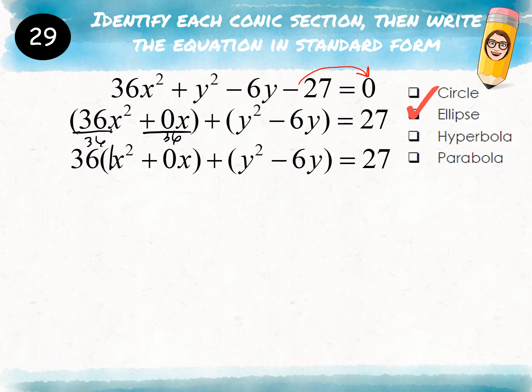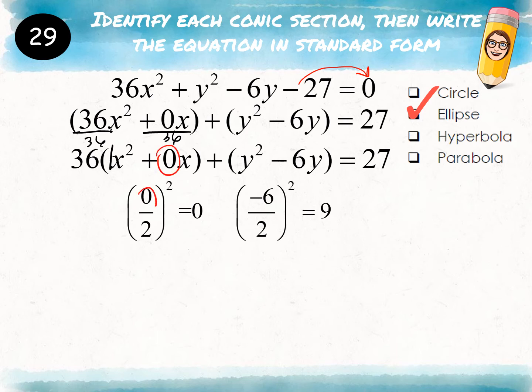Step 3. Take the number in front of the x, divide it by 2, and square it. Take the number in front of y, divide it by 2, and square it. Now, do you have to show this work? I don't think so. I think you can calculate that in your head and maybe just jot down the 0 and the 9. Step 4. Add these numbers to both sides of the equation.